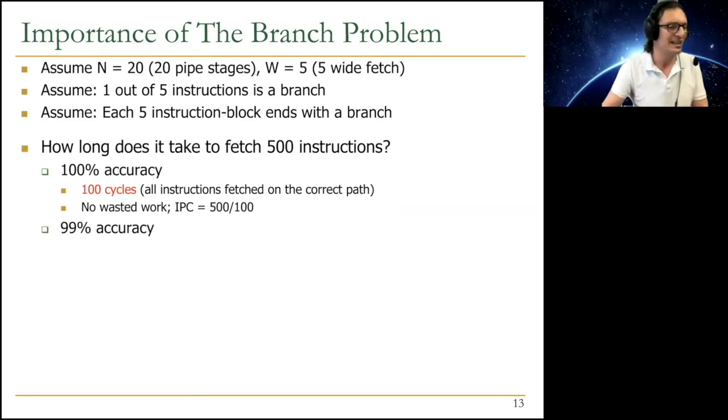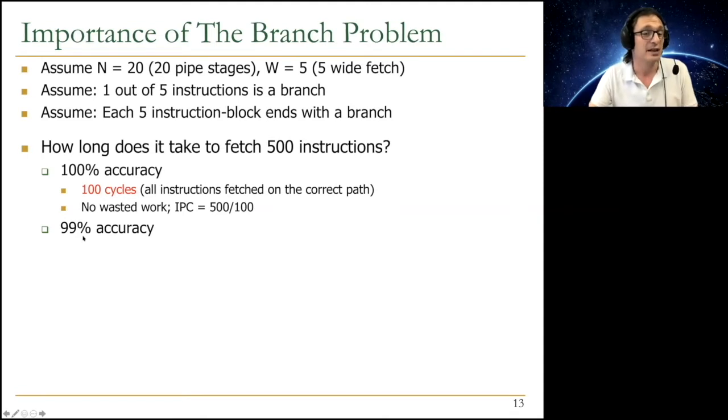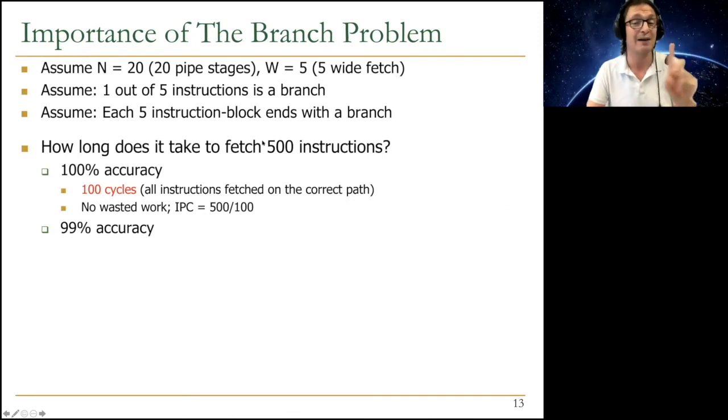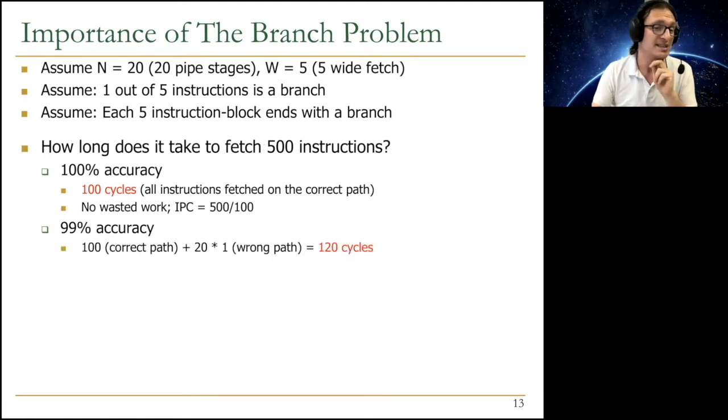Now let's go to 99% accuracy. So basically, this says that I have 1 out of 100 branches mispredicted. I'm fetching 500 instructions. 1 out of 5 instructions is a branch. So I have 100 branches here, which means that I have 1 branch mispredicted. Among those 500 instructions, I have 1 misprediction. So how do I approach the problem? Basically, I still need to fetch all of the correct path instructions. I cannot get away from that. In the end, I have to fetch from the correct path. So I need to spend 100 cycles fetching the correct path instructions.